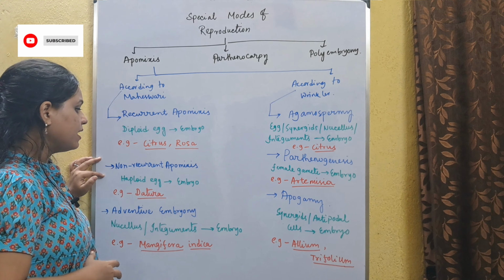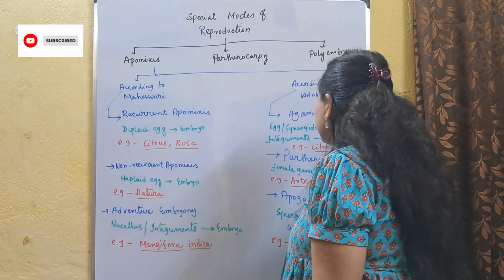Next is adventive embryony. Adventive embryony is also known as sporophytic apomixis. The embryo formation occurs in adventive embryony from the sporophytic cell, that is from the nucellus or the integuments, and it is seen in mango, our very well-known fruit, that is Mangifera indica. So these two are basically the gametophytic apomixis, and adventive embryony is the sporophytic apomixis.